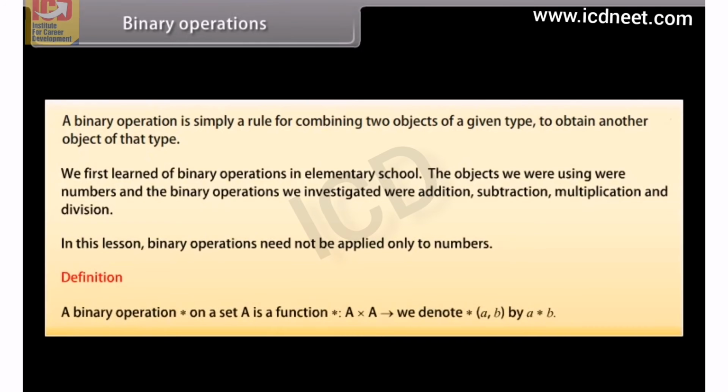Definition. A binary operation star on a set A is a function star from A cross A to A. We denote star of (A, B) by A star B.